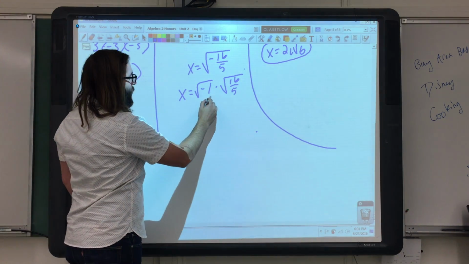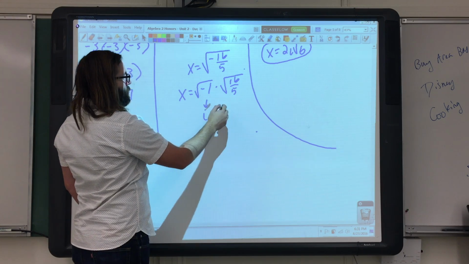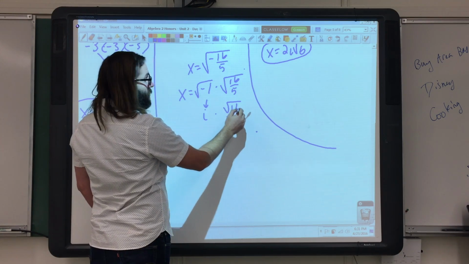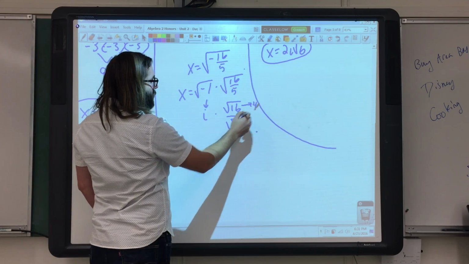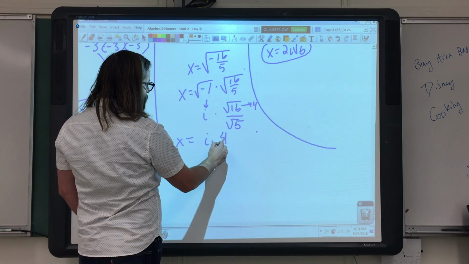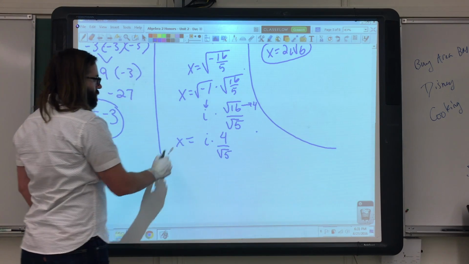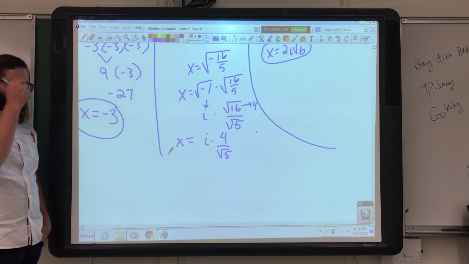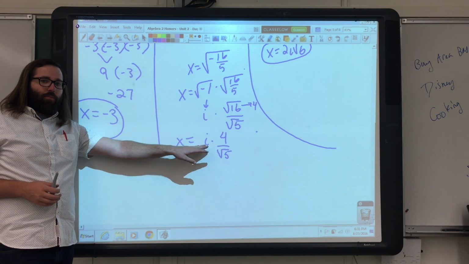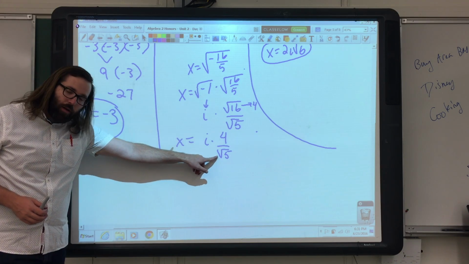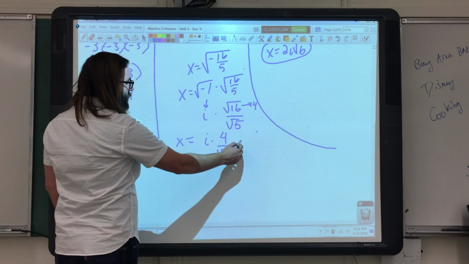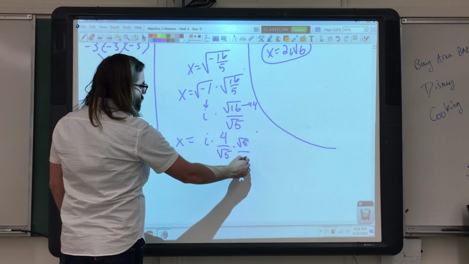We know that this is just i. We can separate this as the square root of 16 over the square root of 5. We know that the square root of 16 is 4. So we keep going. We have i times 4 over root 5. Okay, this is a correct answer, but it's not the most correct. So we have to rationalize our denominator. To do that, you multiply the top and the bottom by the square root of 5.